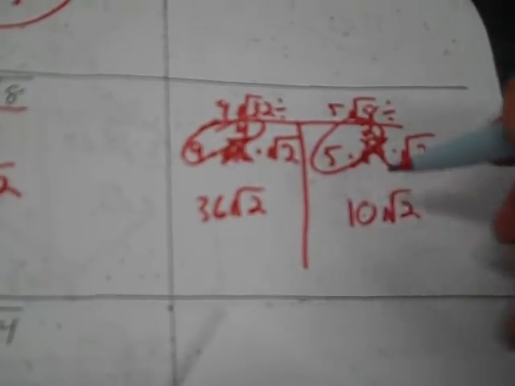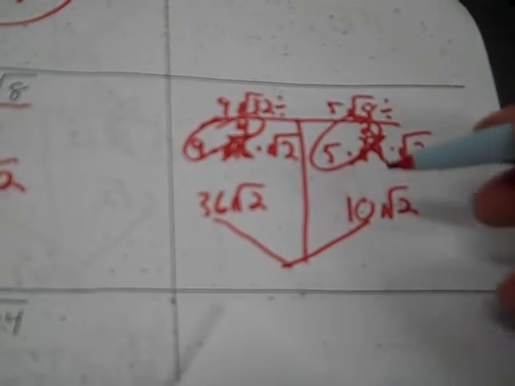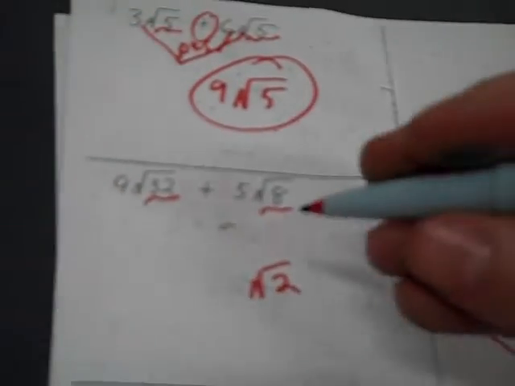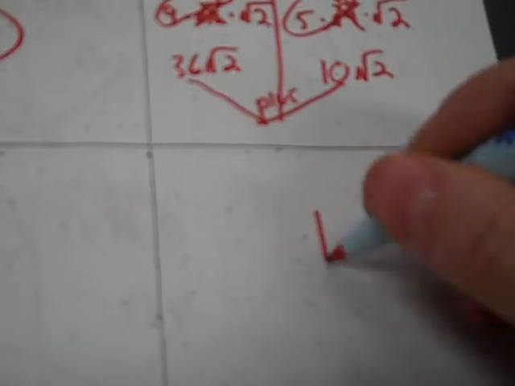Okay, so what did I get as the same? I have the same square root now, the square root of 2. Since those are the same, I can now add the outside numbers. So 36 plus 10 is 46. So 46 square roots of 2. Okay, my next one, we got 8 square roots of 6 plus 3 square roots of 24.